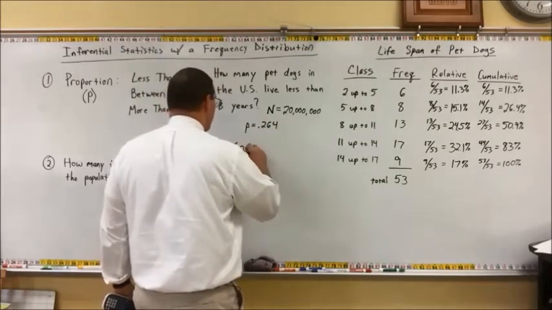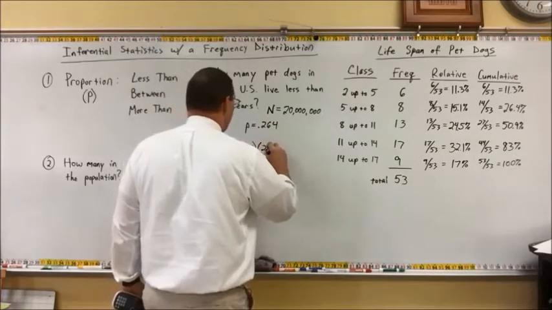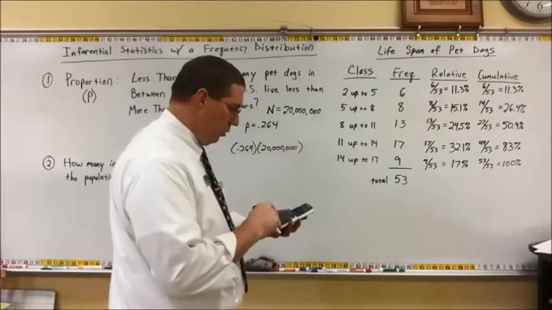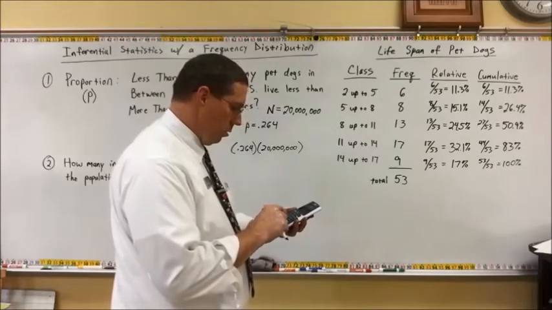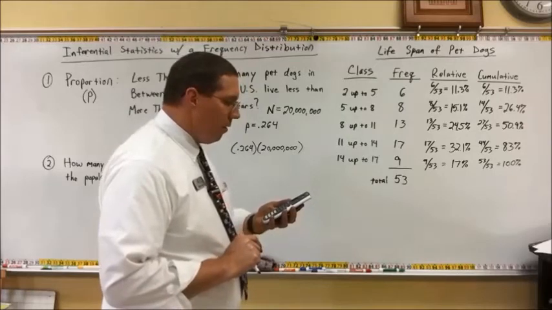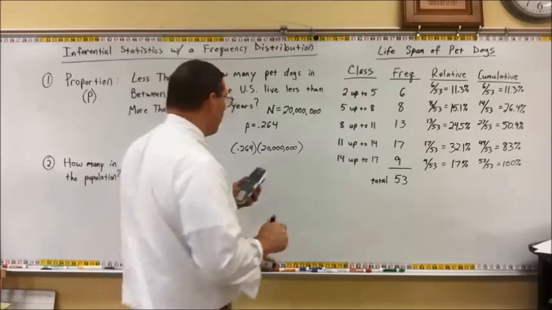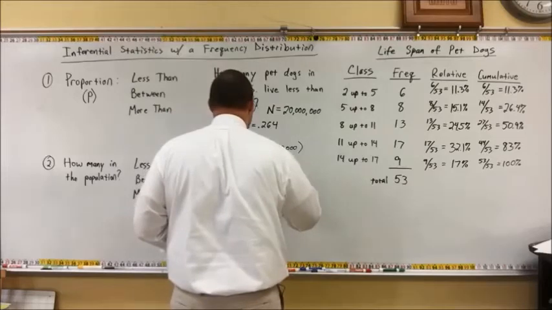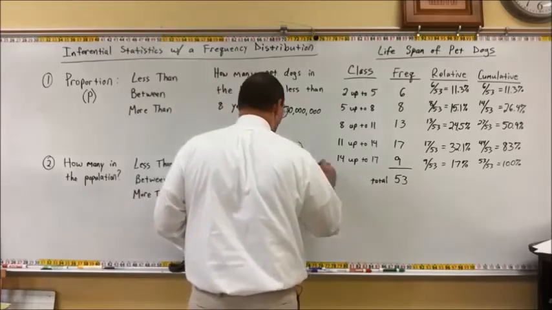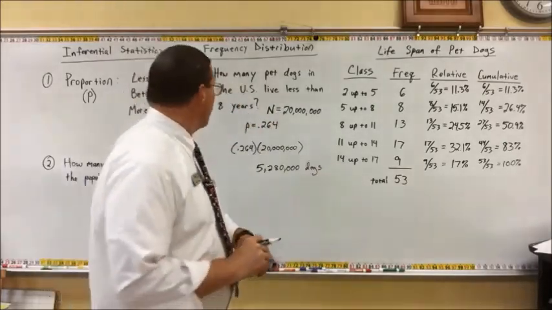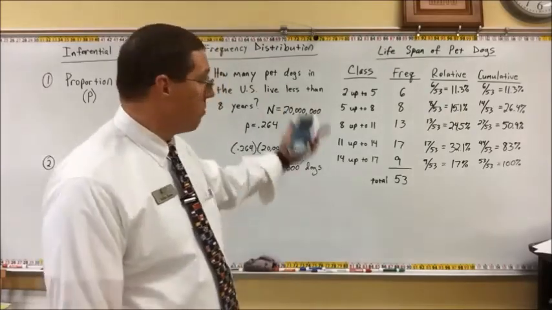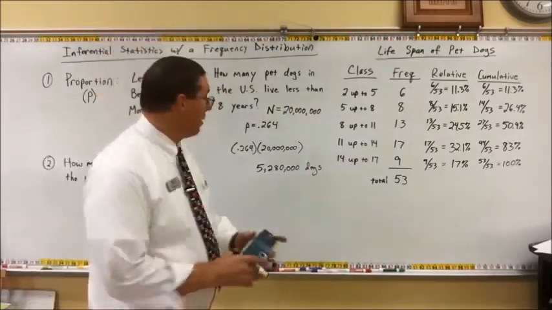And now all we have to do is multiply that number by 20 million. So 0.264 times 20 million, do that in a calculator, is equal to 5,280,000 dogs. So that's a lot of dogs that live less than 8 years, which is probably a little sad. But again, it's not perfectly the truth. This is made up data, but still, that's how you make the calculation.